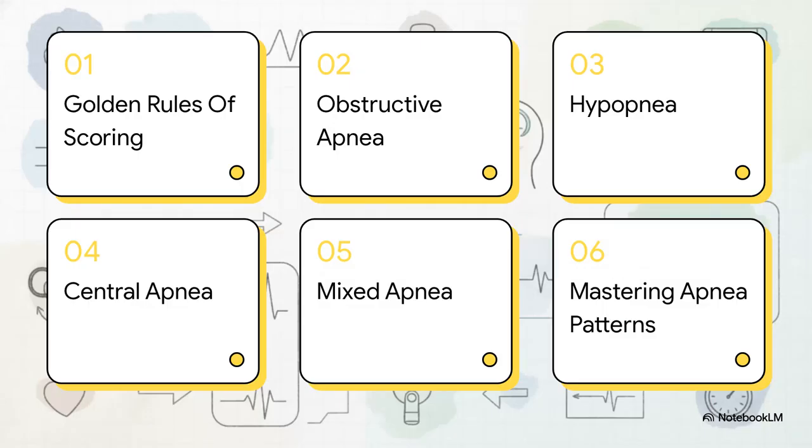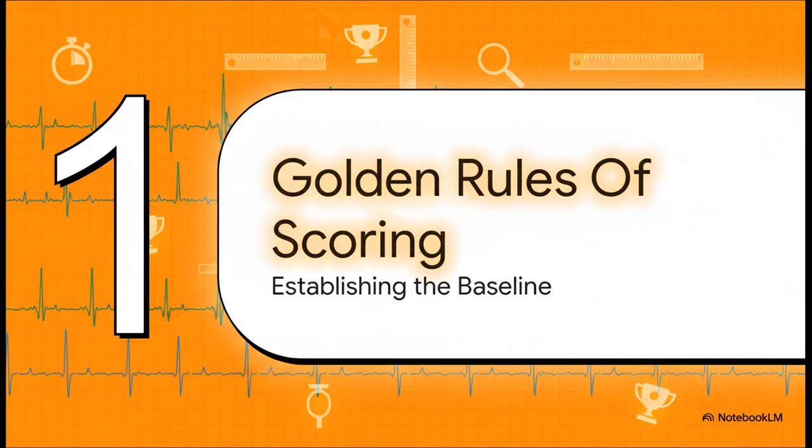All right, so here is our roadmap. We've got 6 main sections today. We'll start off with the golden rules of scoring. Then we'll break down obstructive apnea, hypopnea, central apnea, mixed apnea, and finally, we'll wrap up by mastering how to spot all these different sleep apnea patterns.